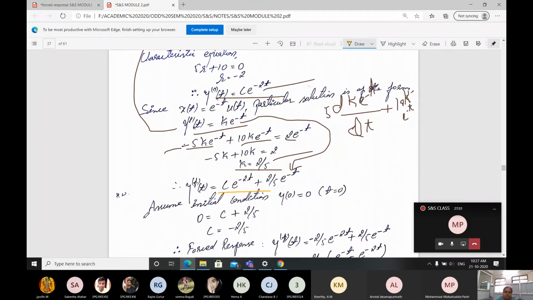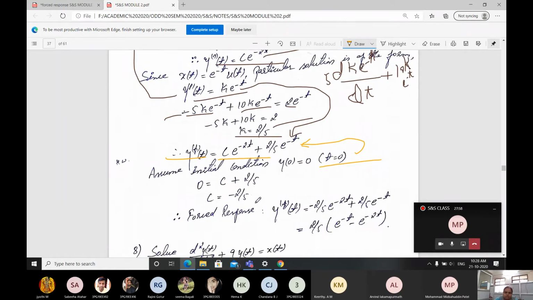Then what you have to do? Assuming the initial condition, that is y(0) equals 0 at t equals 0. Substitute t as 0 in this equation. So you will get 0. 0 equals e raised to 0, which is 1, so the leftover is c plus 2 by 5. Again e power 0 is 1 only. Therefore, you will get the c value as minus 2 by 5.